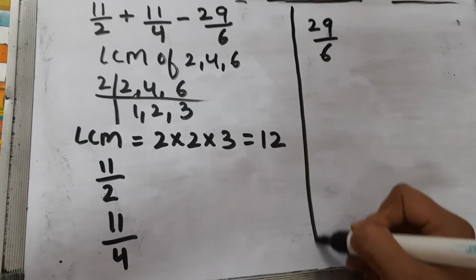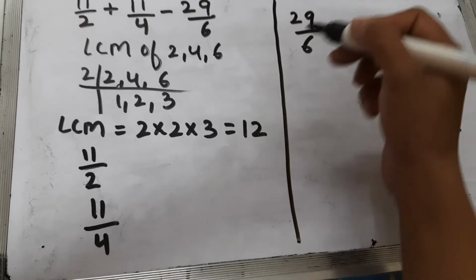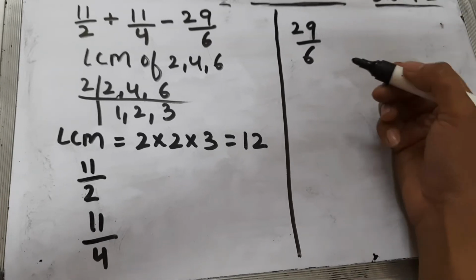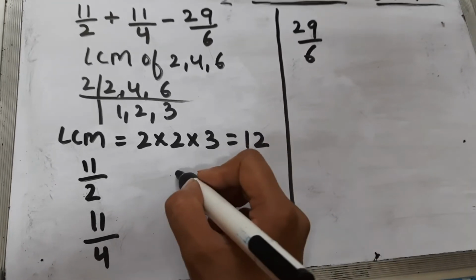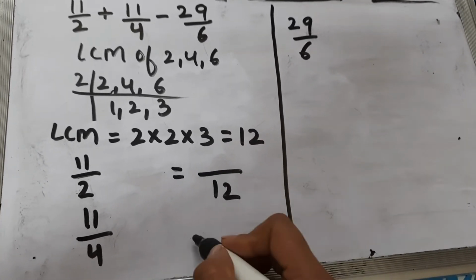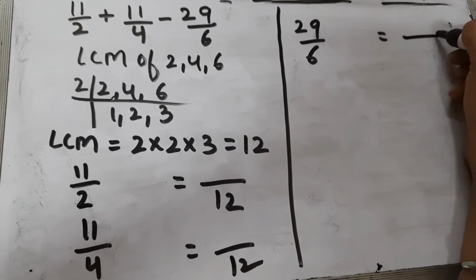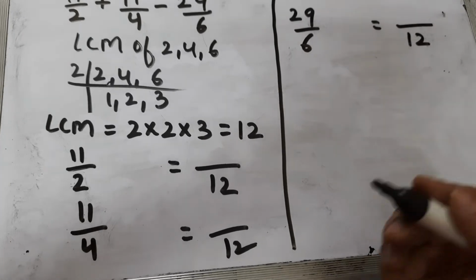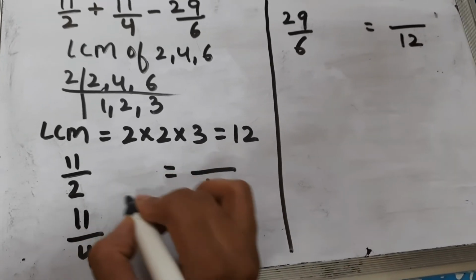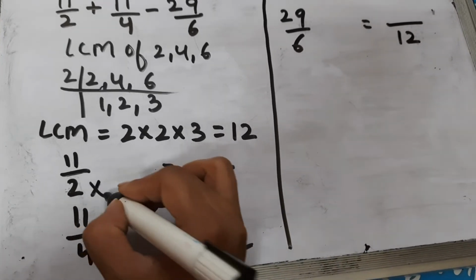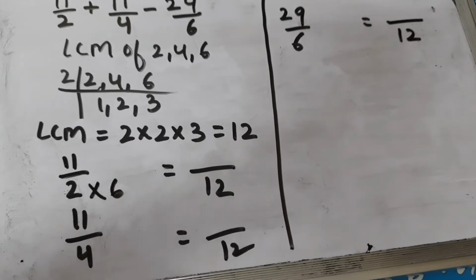denominator 12. हमें 11 by 2, 11 by 4 और 29/6 की इक्वलेंट फ्रैक्शन निकालनी है जिसका डिनोमिनेटर क्या हो, 12 हो. ठीक है, हमें क्या करना है, इनकी इक्वलेंट फ्रैक्शन निकालनी है जिनका डिनोमिनेटर क्या हो, 12 हो. तो मैं 2 को किससे मल्टीप्लाई करूं कि मेरे पास 12 आ जाए. इफ़ आई मल्टीप्लाई 2 by 6 आई विल गेट 12.